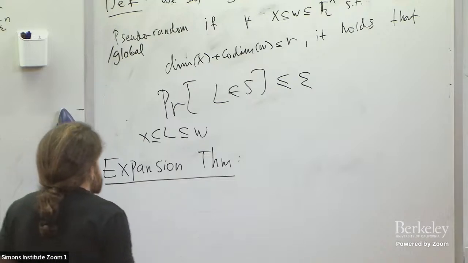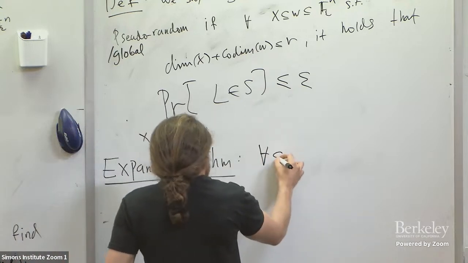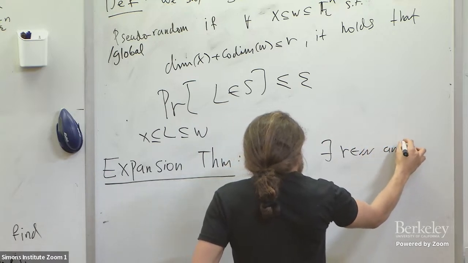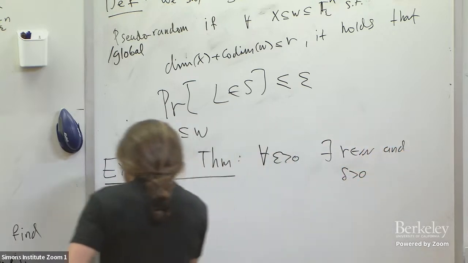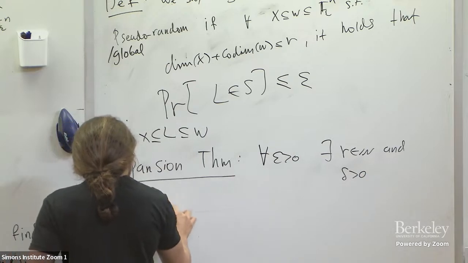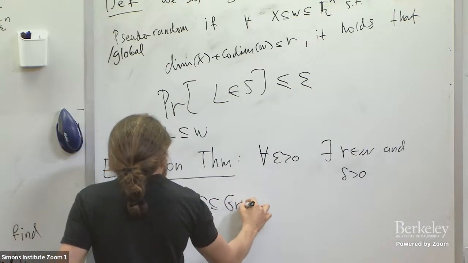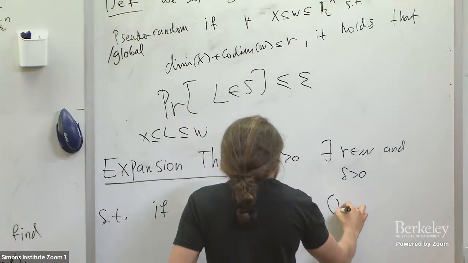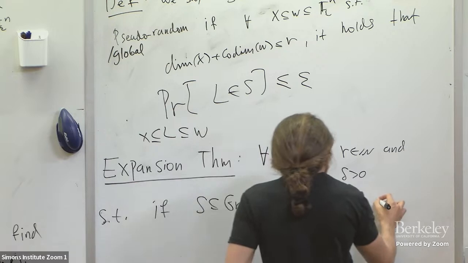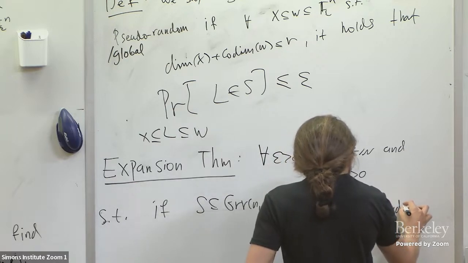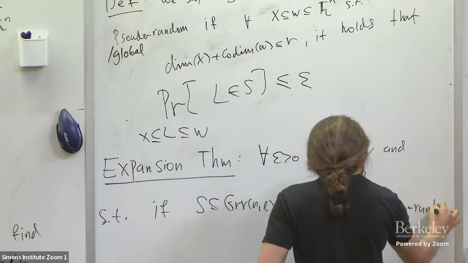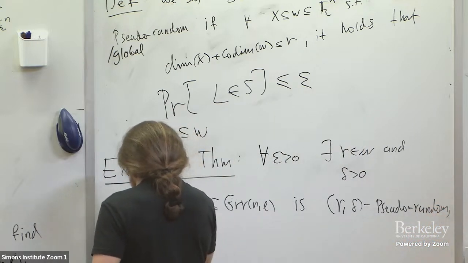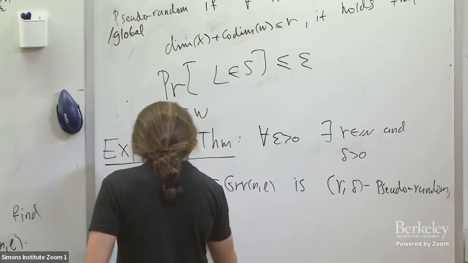Or equivalently, for every epsilon greater than 0, there is some R, delta such that if S is (R, delta)-pseudo-random, then the edge expansion of S is 1.